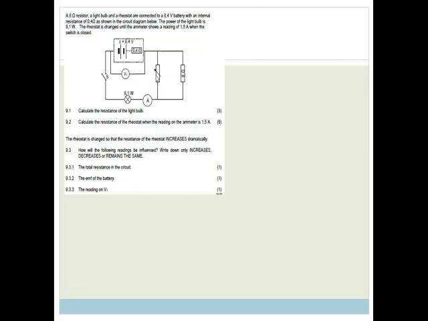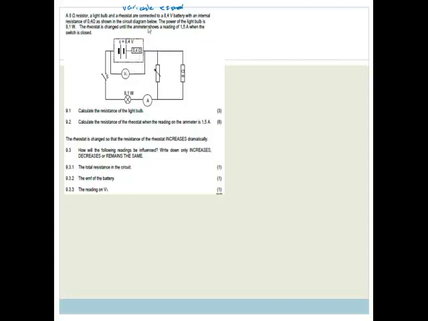It says an 8 ohm resistor, a light bulb, and a rheostat are placed. That thing there with the line through it, that's a rheostat. And what's a rheostat? It's a variable resistor. It's like a dimmer switch. We can change the electricity going through it by changing the amount of resistance. And they are connected to an 8.4 volt battery with an internal resistance of 0.4 ohms.